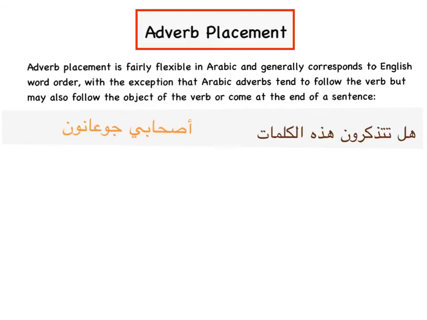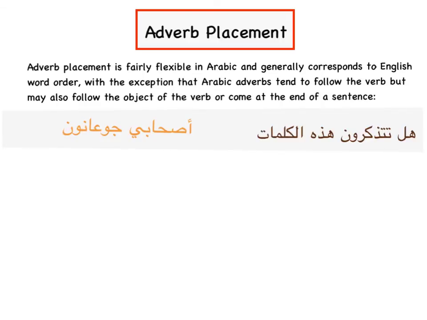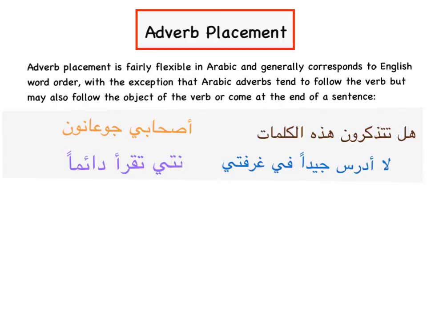Okay, I'm gonna give you some words and see if you remember them. أصحابي جوعانون. لا أدرس جيدا في غرفتي. بنتي تقرأ دائما. So, two of these sentences have تنوين فتحة, which means they have adverbs. So, the adverbs are جيدا and دائما. How about أصحابي جوعانون? Let's add an adverb to the missing sentences. So, can you think of an adverb that goes well?